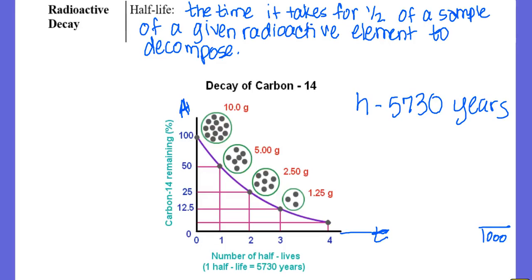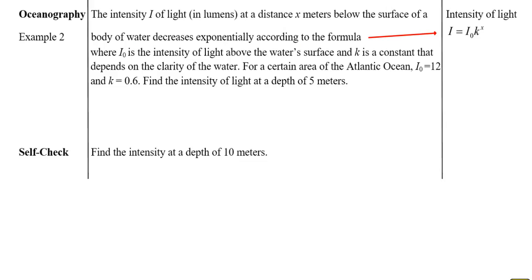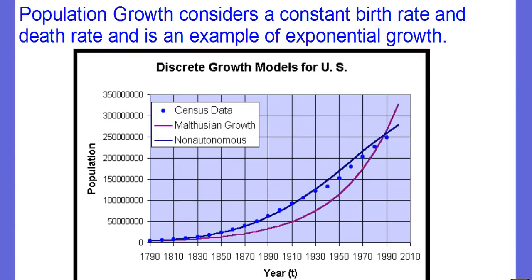Okay, so yesterday we did radioactive decay, and we did how light travels through water. Those were examples of exponential decay. Today we're going to start with example 3. And example 3 is an example of how a population of people grows. So we will be studying the Malthusian growth model today.